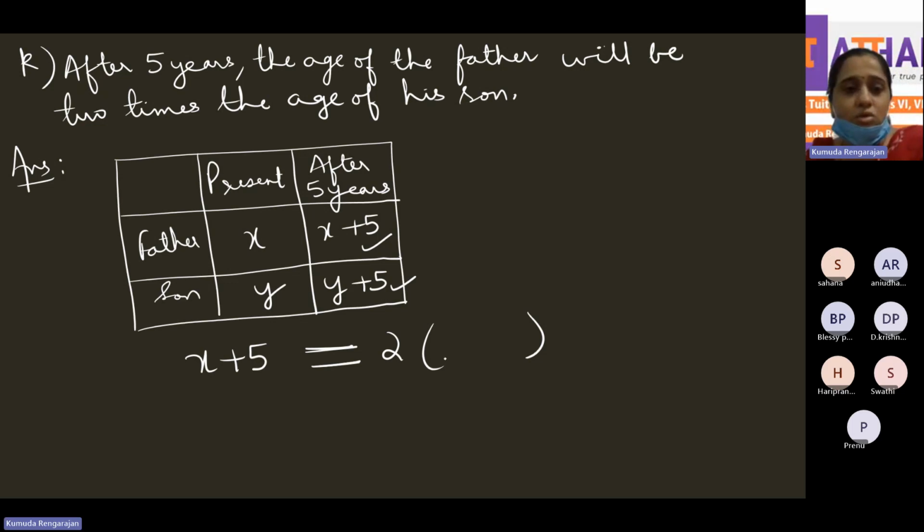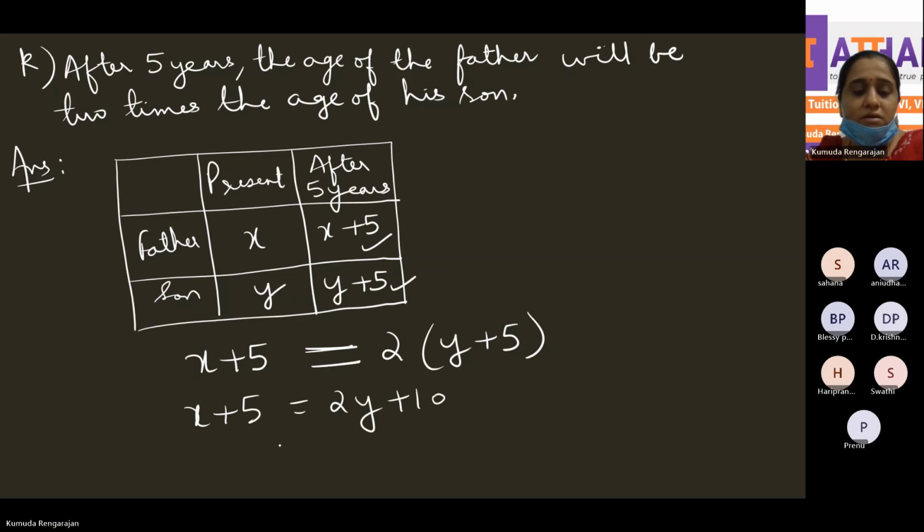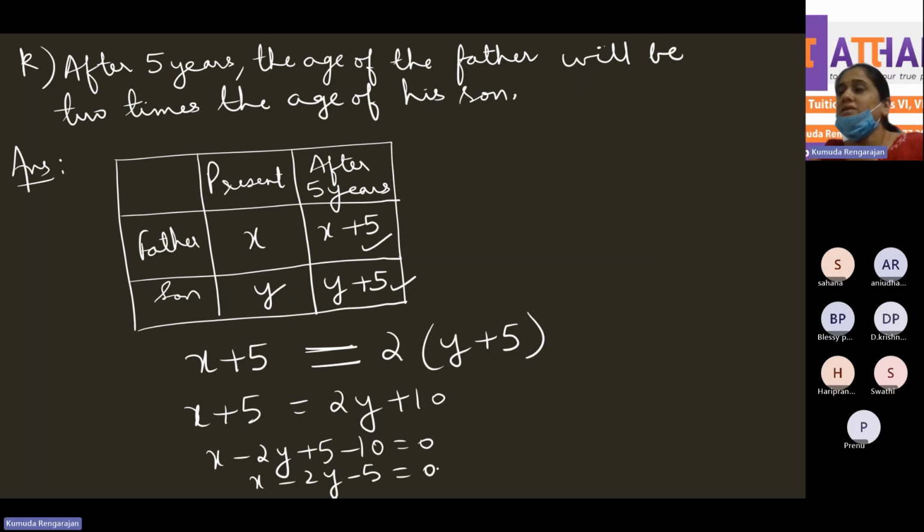So 2 times the age of his son, Y plus 5. So now X plus 5 is equal to 2Y plus 10. X minus 2Y plus 5 minus 10 is equal to 0. X minus 2Y minus 5 is the required equation. All right. Please write down, children.